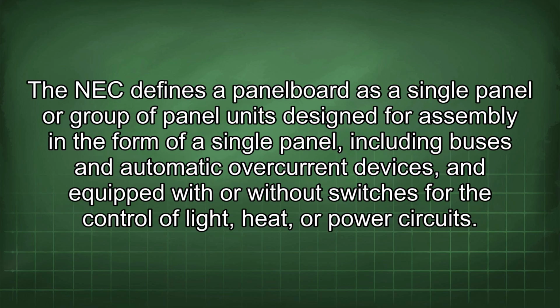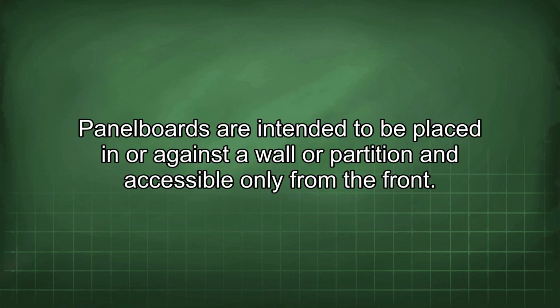The NEC defines a panel board as a single panel or group of panel units designed for assembly in the form of a single panel, including buses and automatic overcurrent devices, and equipped with or without switches for the control of light, heat, or power circuits. Panel boards are intended to be placed in or against a wall or partition and accessible only from the front.